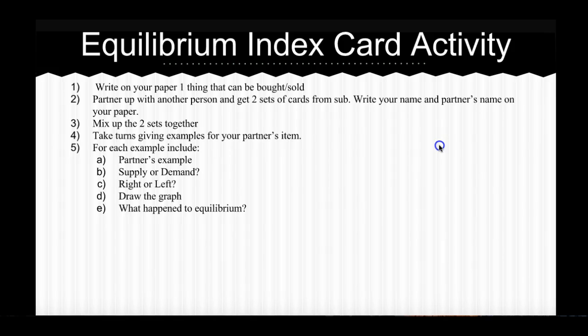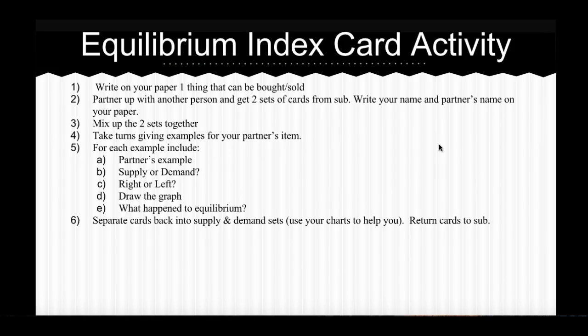6 examples each. And then you're going to turn your paper, both papers, into the tray, and you're going to separate your cards back into supply and demand sets. So you're going to have 14 cards. I want you to separate them back into supply and demand, put the paper clips on both sets. Use your charts to help you.